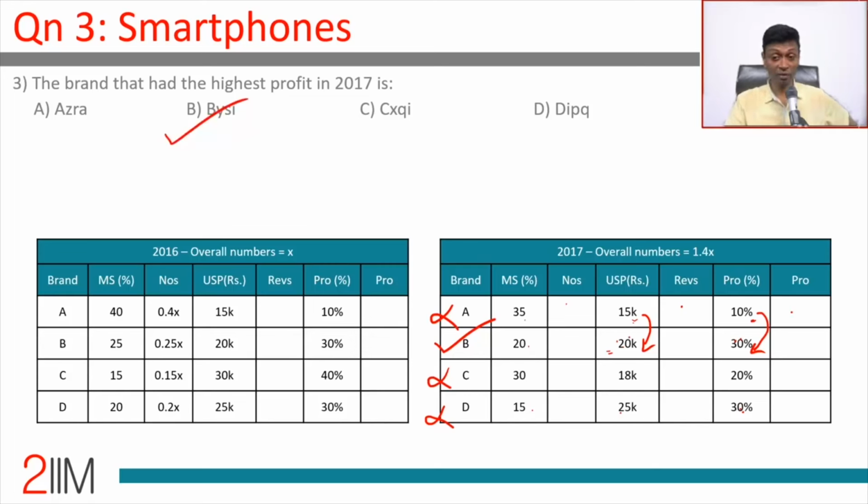The beauty here is we don't have to compute the numbers. We can compare and then make sense of it. If you think the closest comparison between B and D, 20 into 20 is 400, 15 into 25 is 375. Both are at 30%, so this will be higher. And we can calculate each number, especially because we are given a calculator. Might as well go ahead and find all the numbers. But you can do this question without computing the individual numbers.